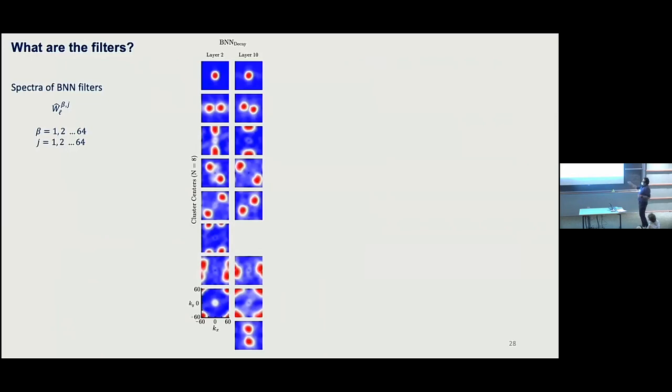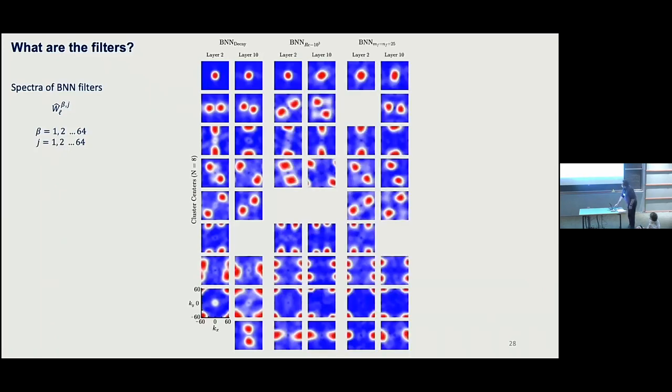But after looking at them for a while, we realized there are just several types. So we did k-means clustering on the weights, and these are the 8 cluster centers. What you will see is that we have a low-pass filter, we have a bunch of band-pass filters, and then we have a bunch of high-pass filters. So that's basically what the CNN learns. And this is true for the other cases as well.